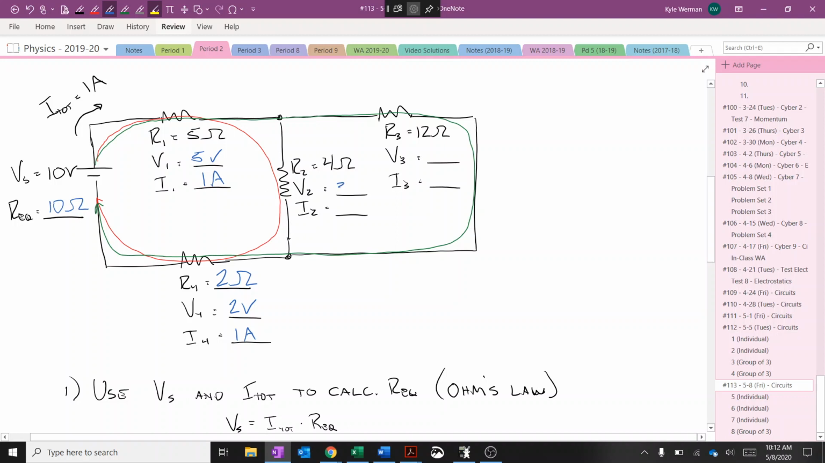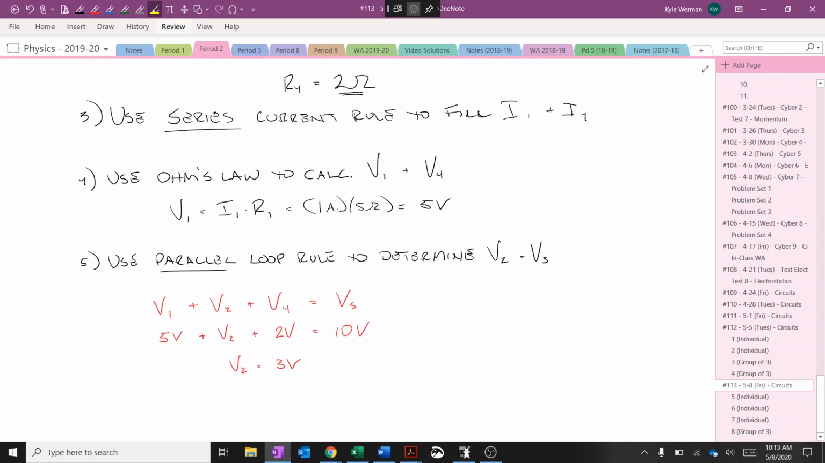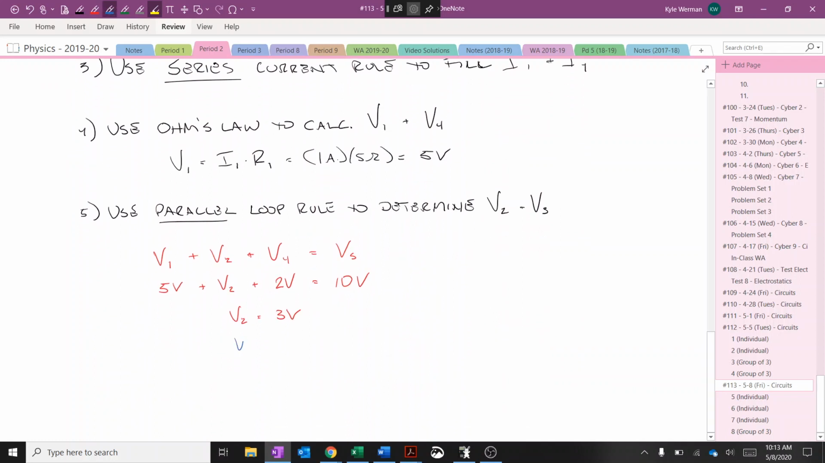And so I know my voltage drop across V2 now, and I can plug that into my table. V2 has got to be 3 volts. And if you look here, 5 plus something plus 2 has to be 10. Well, aren't these in parallel? Don't parallel pathways have the same voltage drop? Well, then this is also 3 volts, right? And you see that that green loop would have 10 volts total of drop. And the last step is to figure out I2 and I3 using Ohm's law. All right, so we know V2 and V3 also is 3 volts, right? These are parallel pathways. Same voltage in parallel.